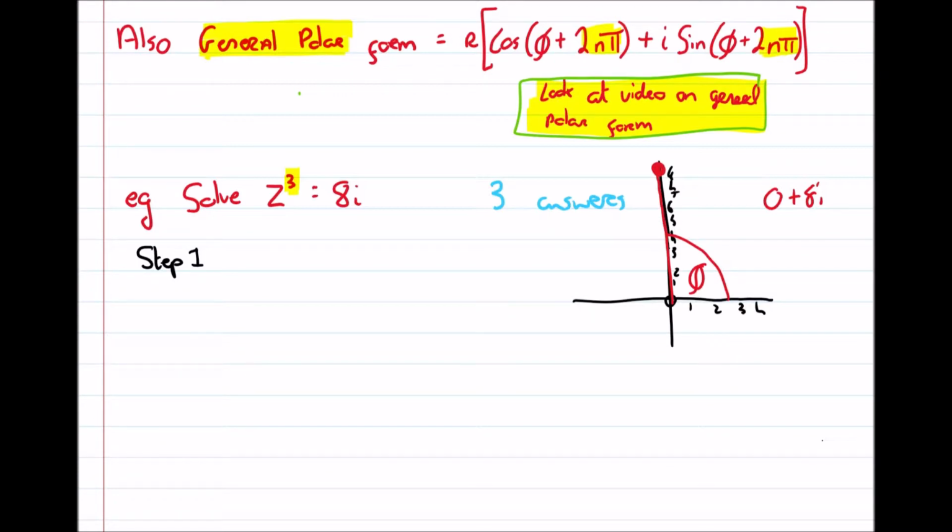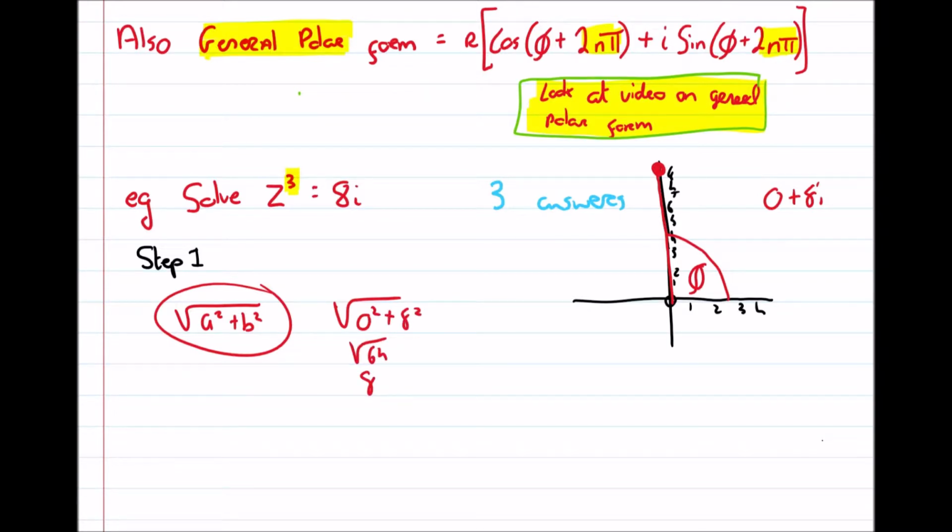Usually what we do to find the radius, and when I say radius, I mean modulus, so I'll be using radius and modulus interchangeably. If I want to find the radius or modulus, I'll use this. It'll be the square root of 0 squared plus 8 squared, which is the square root of 64, which is 8. But to be honest, I could have read it straight from the diagram. It's obvious that that's 8 because this point here is 8.